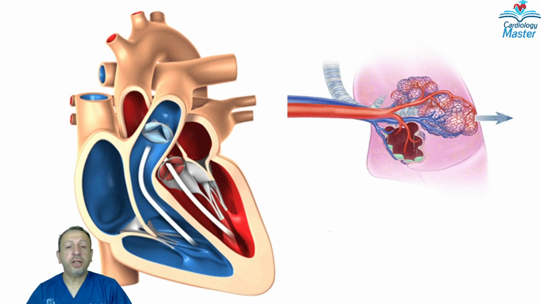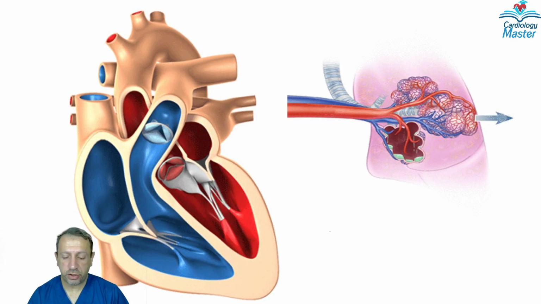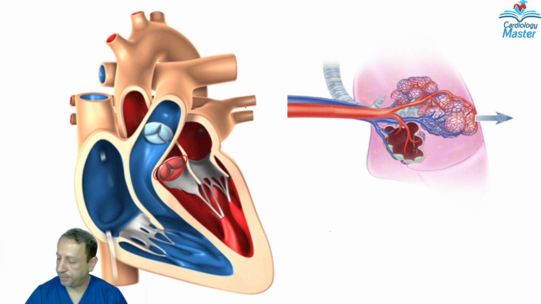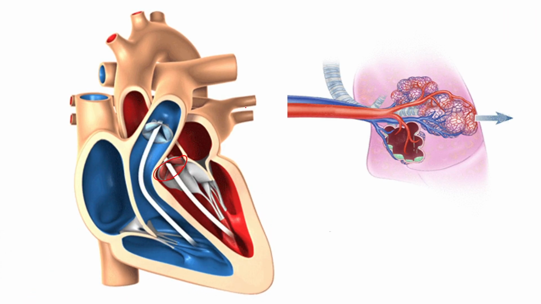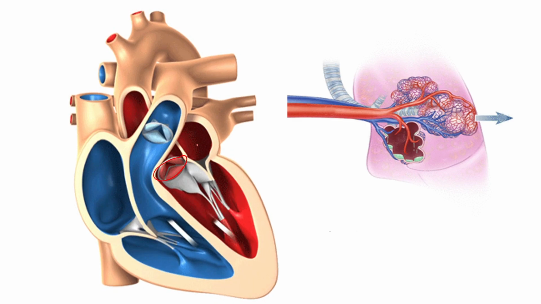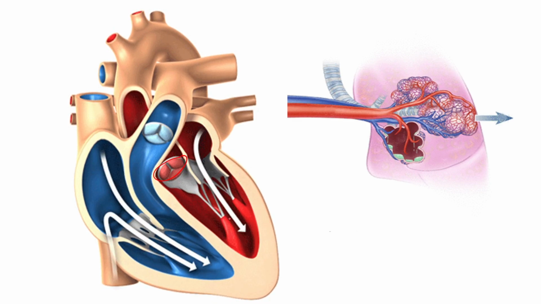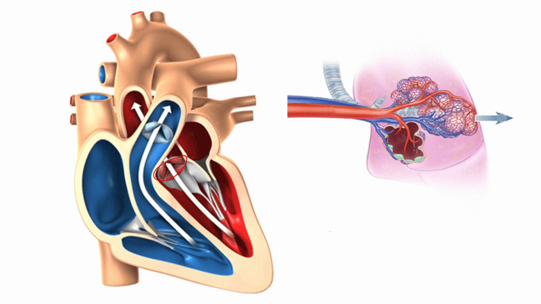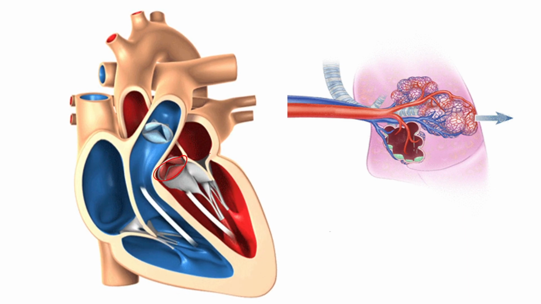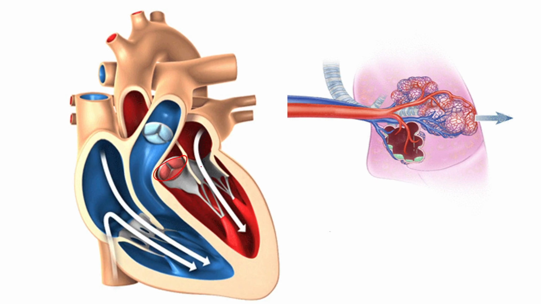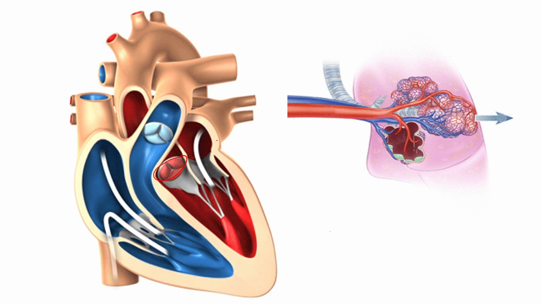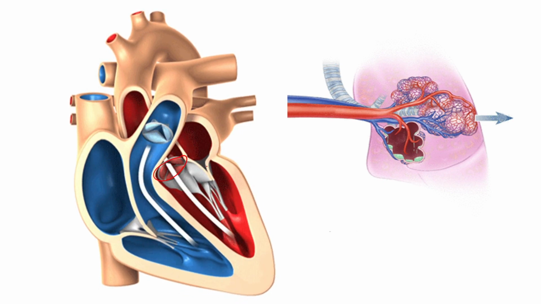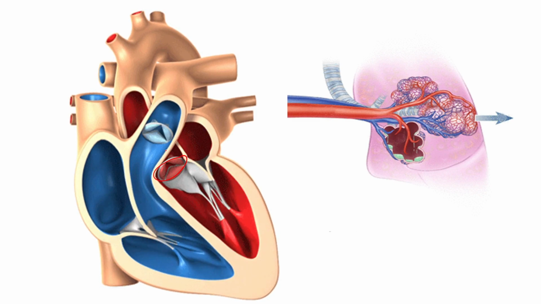Now, regarding the pathophysiology of aortic stenosis, this is the level of the valve. You can see that the blood flows from the left atrium to the left ventricle, and from the left ventricle through the aortic valve. The mitral valve is open during diastole, with blood flowing from the left atrium to the left ventricle, and during systole, the mitral valve closes and the aortic valve opens.